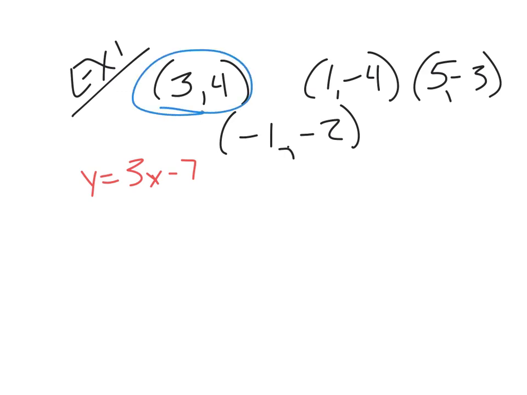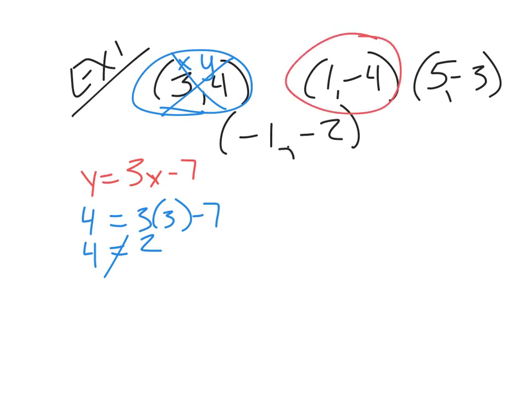So I'm going to plug these 2 points in. So remember, this is x and this is y. So I say 4 equals 3 times 3 minus 7. Well, what's 3 times 3? 9. What's 9 minus 7? 2. Does 4 equal 2? No, so (3, 4) is not a solution. So we do it again.